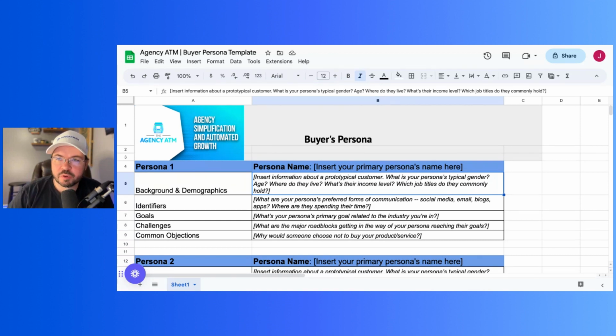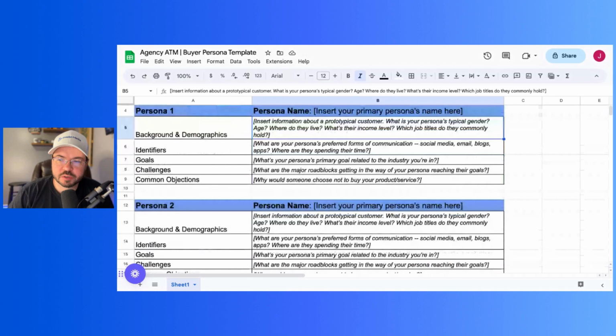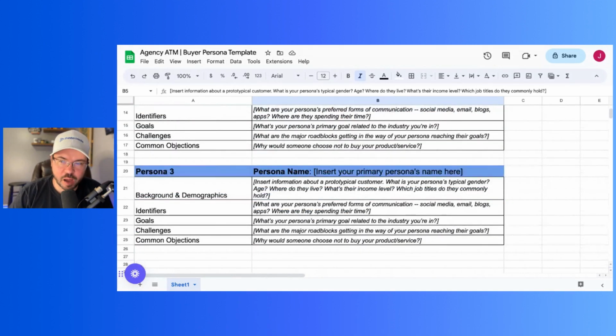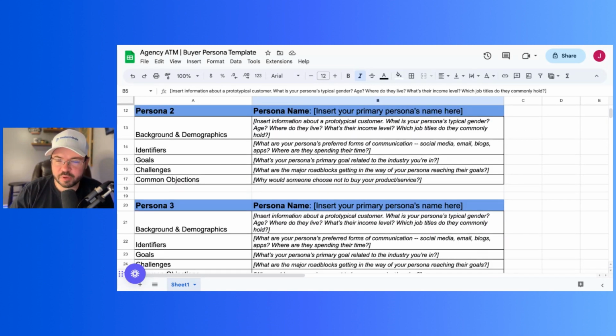So you can build a couple of different personas here. I just put an example for three different options for you to fill in, because sometimes you have different buyer personas for different clients, and how their business operates and who they target.